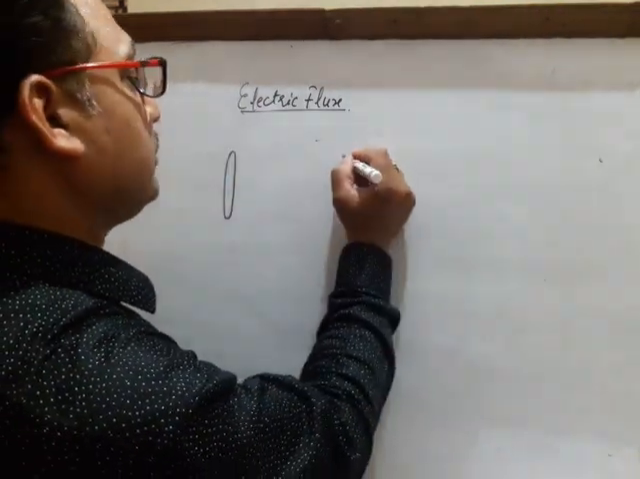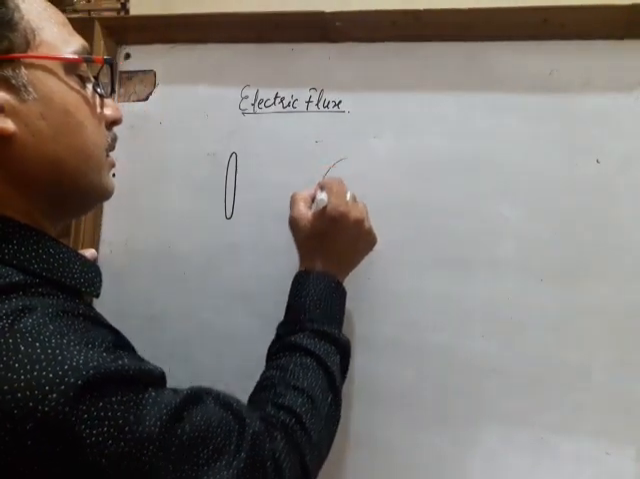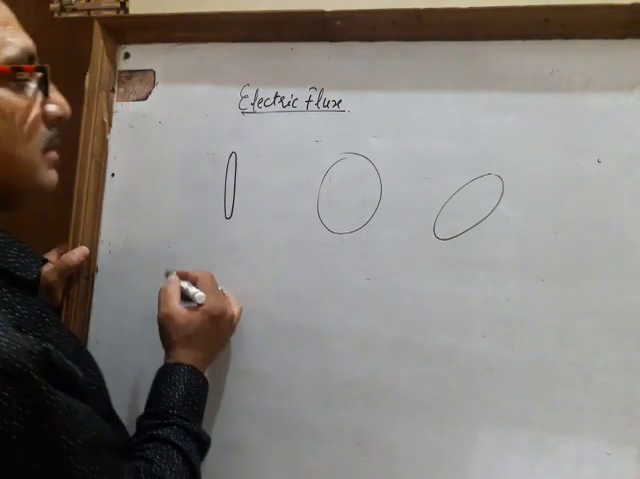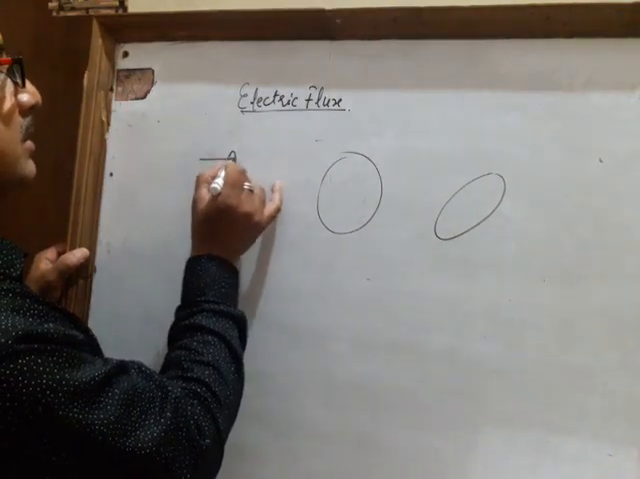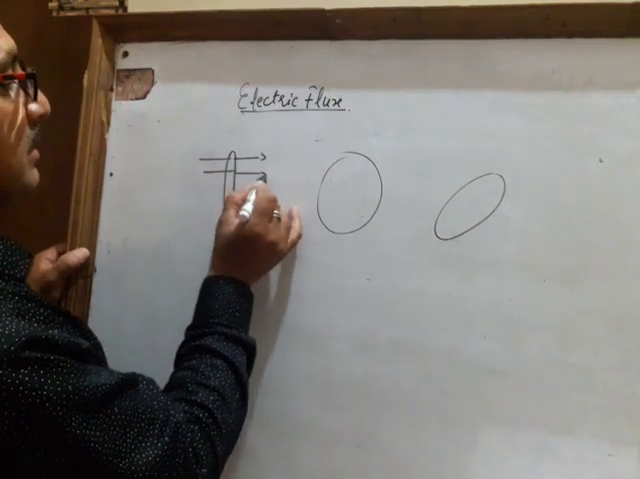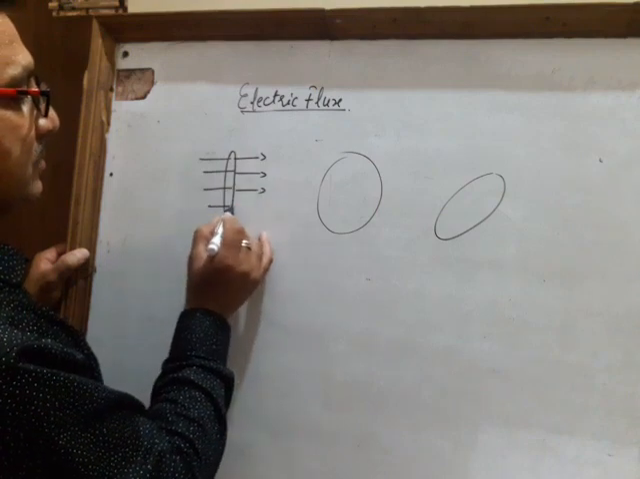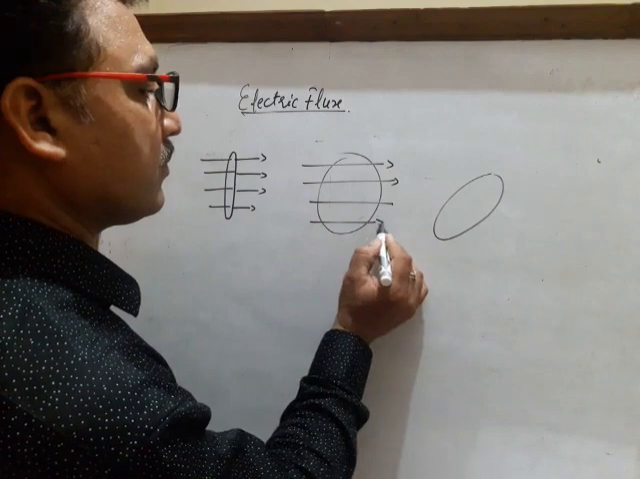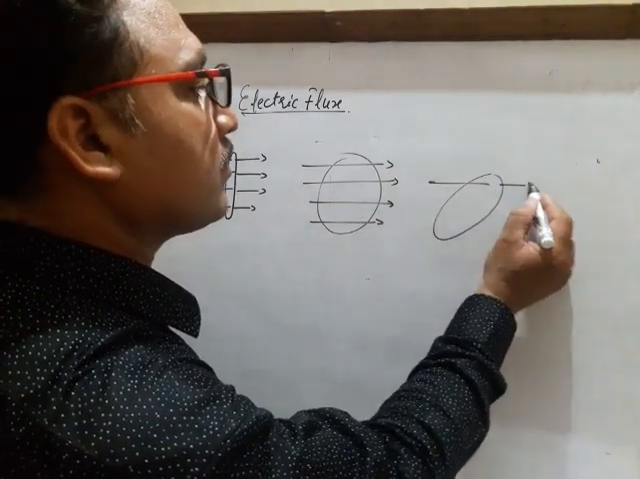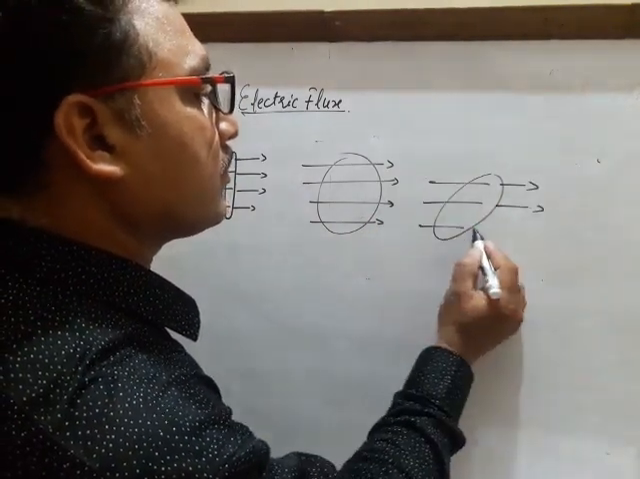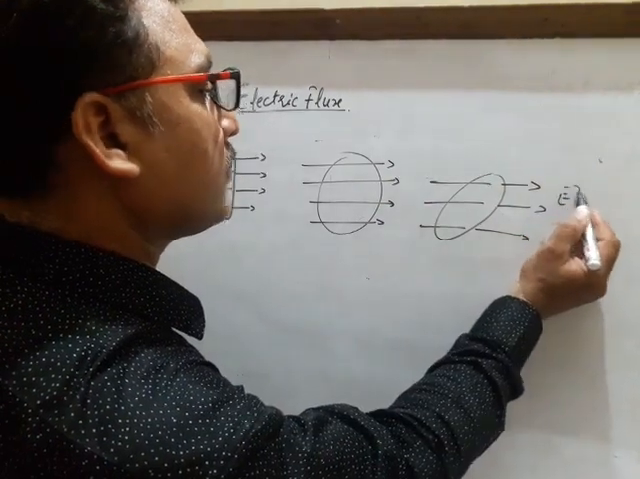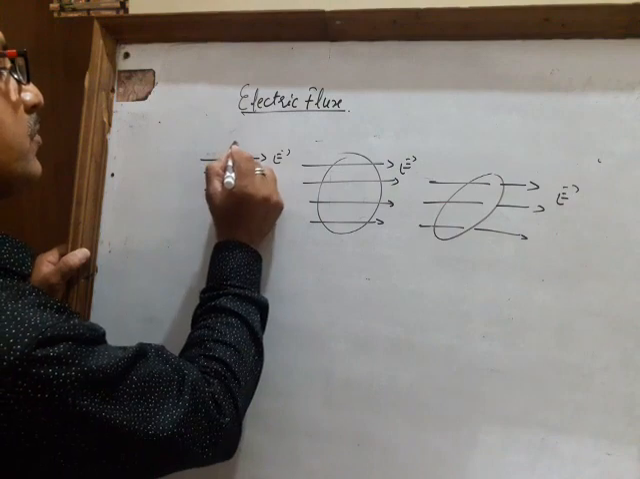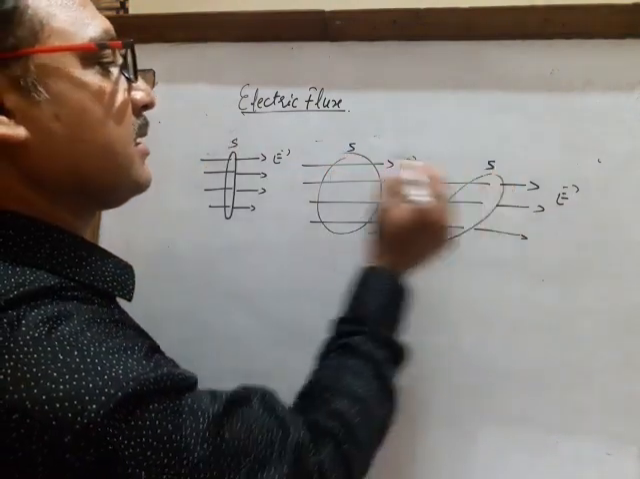This is one position, one orientation of the area. This is the second orientation, and this is the third orientation. You can see these are the electric lines of force which are passing through the area. These are the electric lines of force. This is the area S.